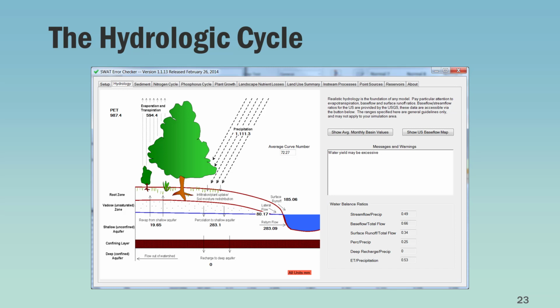SWAT has a post-processor since SWAT 2009 that can be used to see how the hydrologic cycle is being simulated. It generally generates a warning if there are issues which look clearly out of line. So this is a screenshot of the SWAT check program that shows the various aspects of the hydrologic cycle as a cursory check to make sure that the hydrologic cycle is not off.